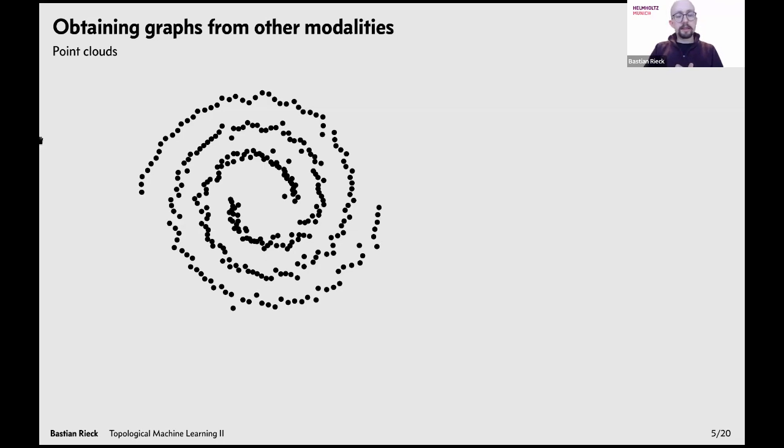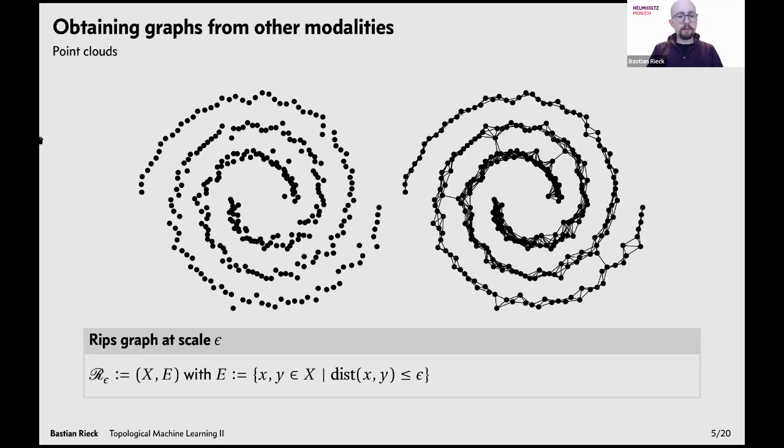Now, let me give you a couple of examples of how to actually get graphs in practice. It's quite possible and easily feasible to obtain graphs from point clouds, for instance. So you can start with a point cloud like this one on the left-hand side, and you can turn it into a graph by, for instance, calculating the so-called Rips graph, or also known as epsilon graph, or maybe also sometimes known as neighborhood graph at a scale epsilon.